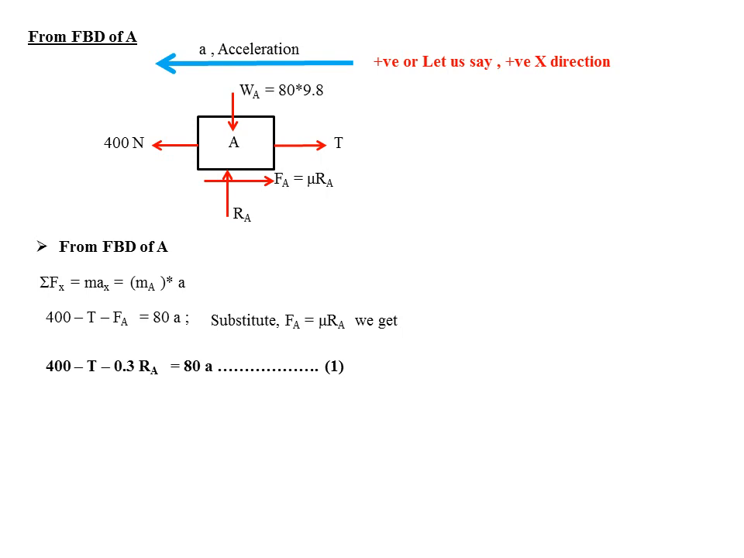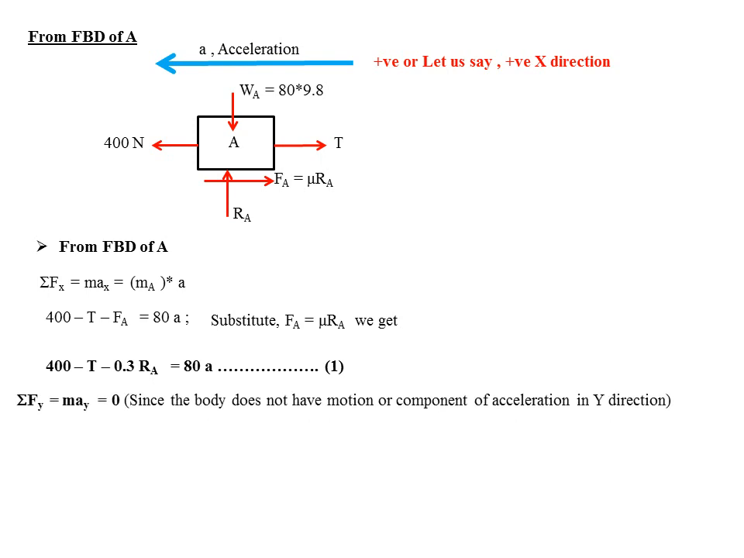Now if you take the vertical direction, that is, the resultant force in the y direction is equal to mass into acceleration in the y direction. Since there is no acceleration in the y direction, you can write the resultant force in the y direction equal to 0, since the body does not have any motion or component of acceleration in the vertical direction.